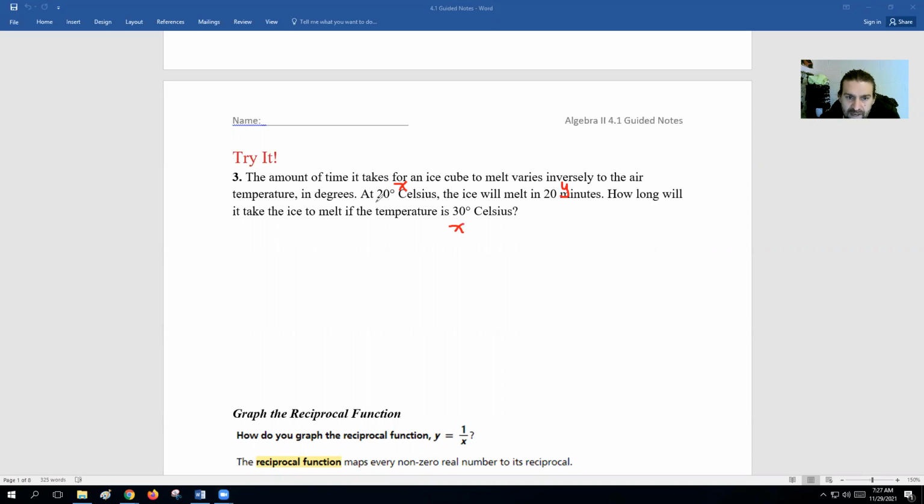So if we know that when x equals 20, y would equal 20, we can set up our equation, y equals k divided by x. And say, okay, y is 20 minutes, k over 20 degrees Celsius.